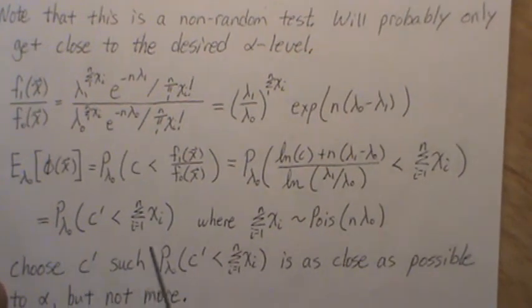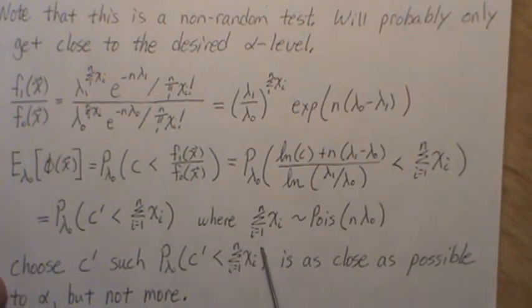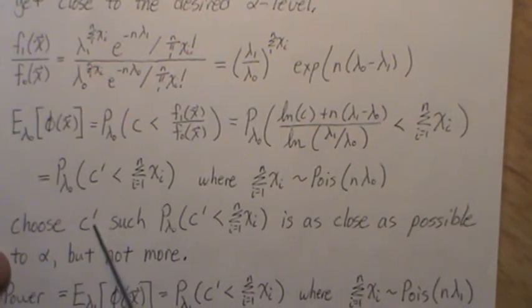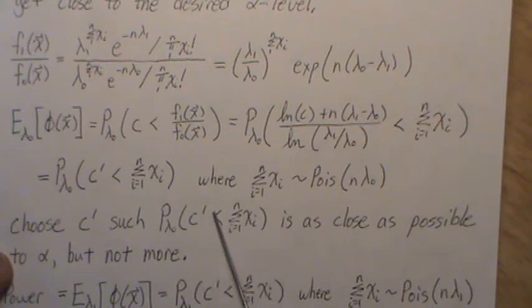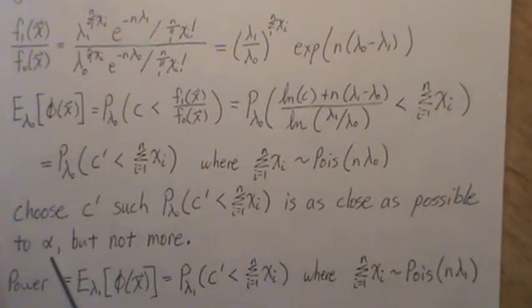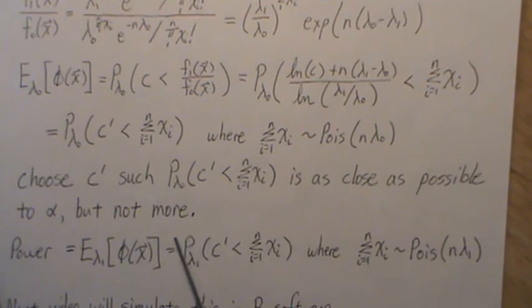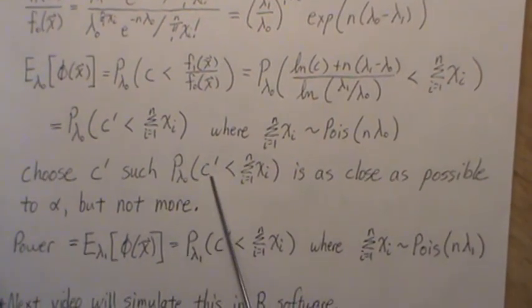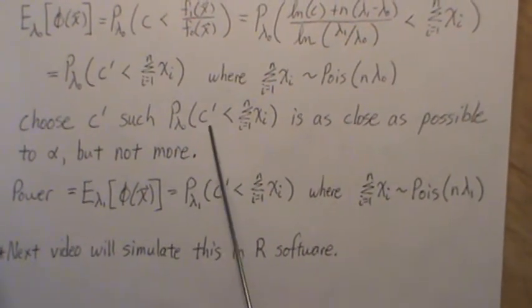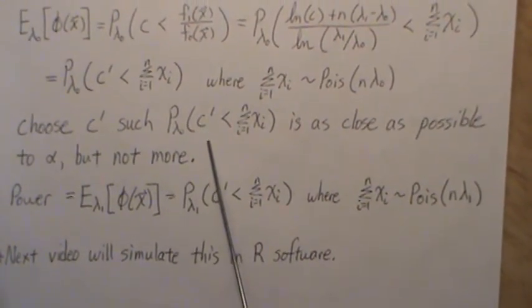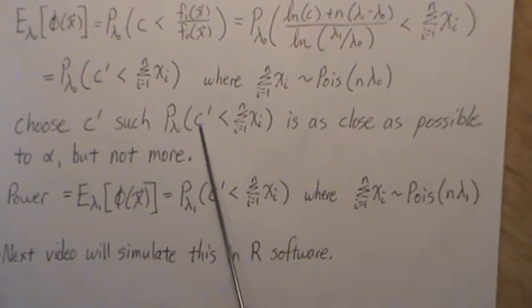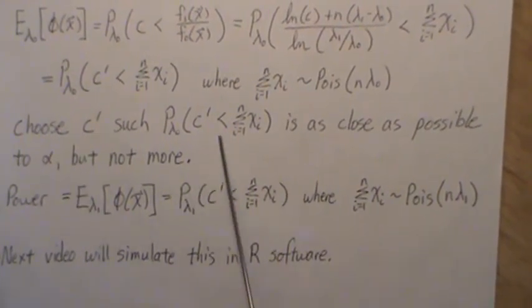And so this is the probability that we need to find. But note that the sum of the xi's is again Poisson with n times lambda 0. It's lambda 0 because we're assuming the null hypothesis is true. So we need to choose C prime such that this probability is as close as possible to alpha, but not more. We don't want to go over that. And that's how we pick C prime. Then, we can use a table in the back of a book or use the R software to find that value that makes this as close as possible to alpha, but not going over.